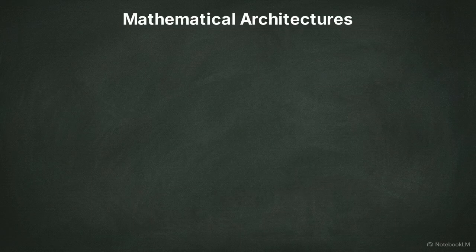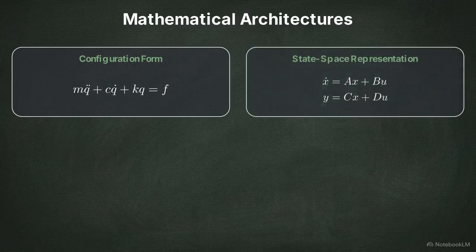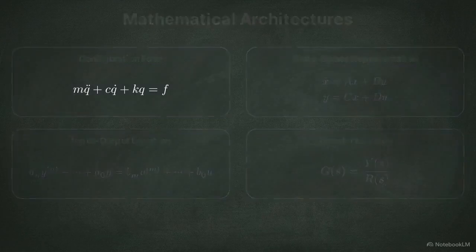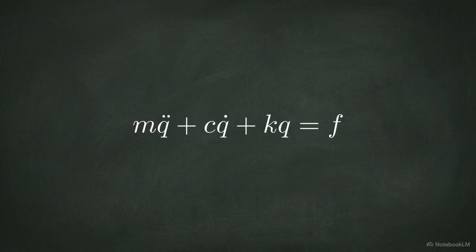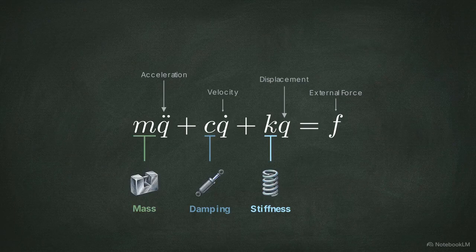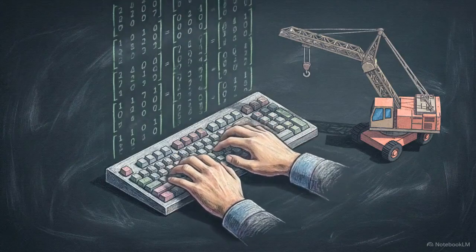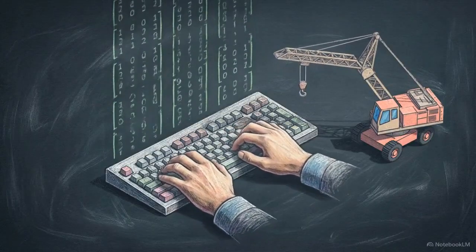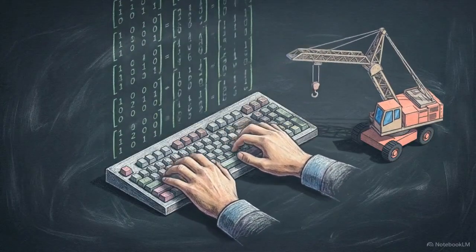Engineers translate these physics into one of four standardized mathematical architectures: the configuration form, the state space representation, the input-output equation, or the transfer function. The configuration form acts as our standard baseline. It is a second-order matrix format that organizes the system into distinct mass, damping, and stiffness matrices. Selecting the correct mathematical architecture is a foundational step. It dictates how a computer solver will process the system's cause and effect relationships.